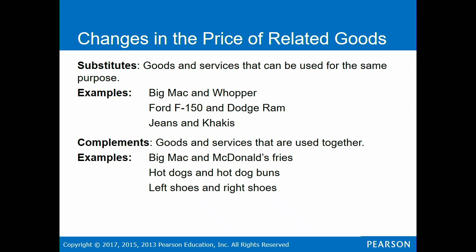All right. Now, there's also complementary goods. And these are goods and services that are used together. So like Big Mac and McDonald's fries, typically eaten together. Hot dogs and hot dog buns. If you buy hot dogs, you're gonna want to buy buns to go with it for the meal.